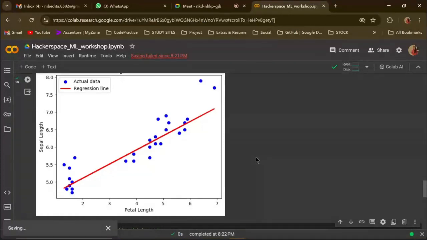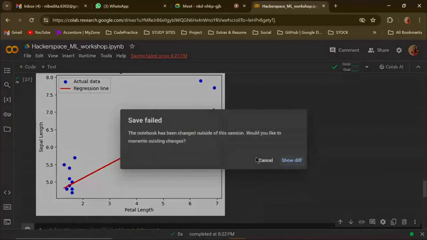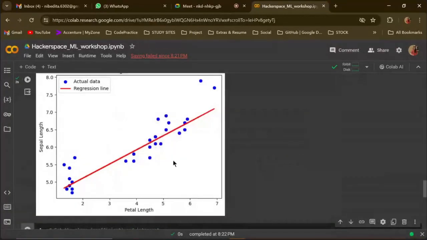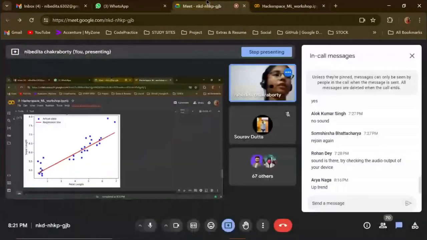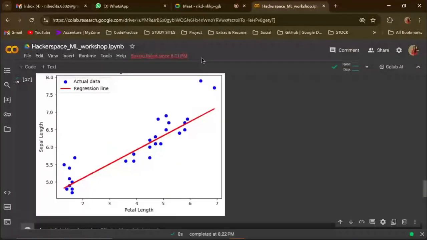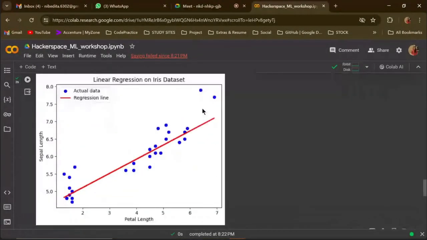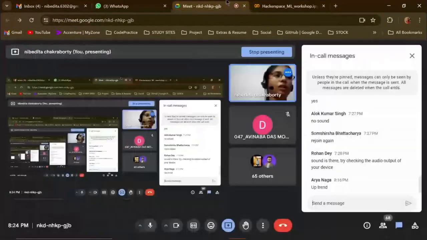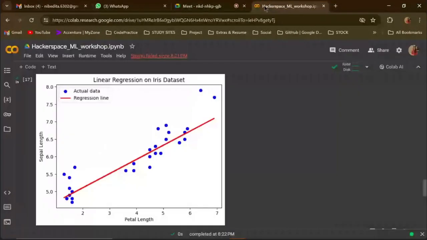Hello? Yes. Did everybody understand how we are predicting the data from this line? Okay, I take it nobody understood. Do I need to explain again? If you tell me to explain again, I'll explain.